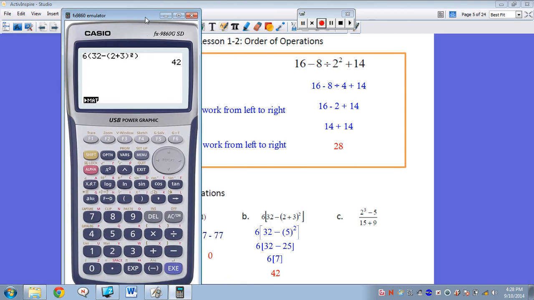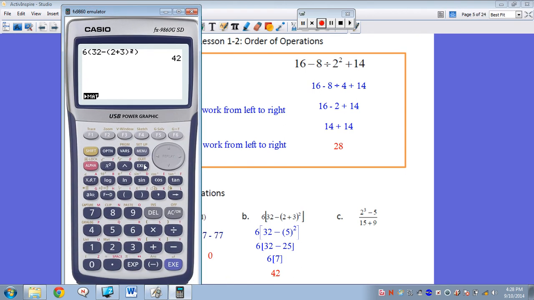Okay, the last one on this page is C. This is a division problem. You have 2 cubed minus 5 divided by 15 plus 9. When you're doing a division problem, you always want to do the numerator first and then do the denominator, get a number for each, and then divide them. So first we're going to concentrate on the numerator. You have 2 cubed minus 5.